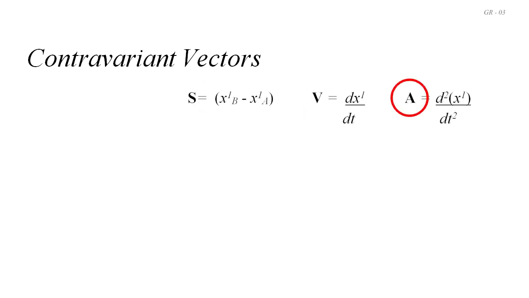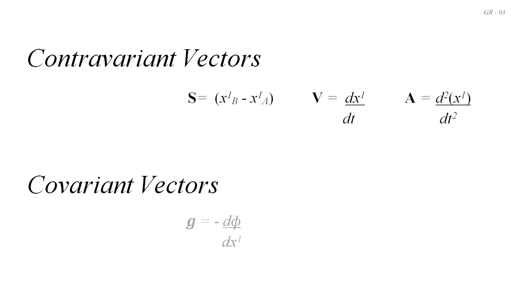It's worth noting that whereas contravariant vectors tended to have displacement or x1 on the top in their formula, things like displacement, velocity and acceleration all had x1 on the top. Covariant vectors tend to have displacement on the bottom of their formula, and the one we considered, the gravitational field, was given by minus dφ/dx1, where x1 is on the bottom.